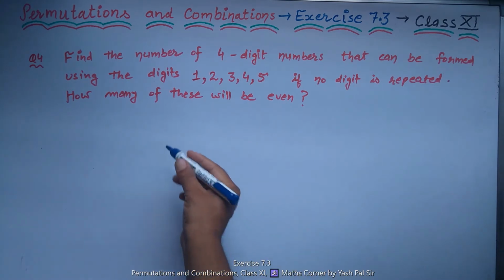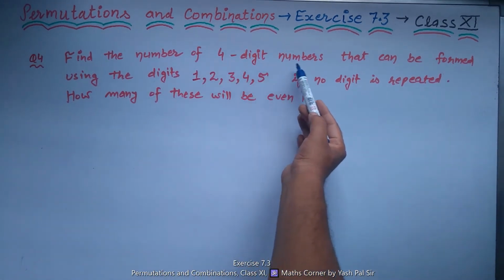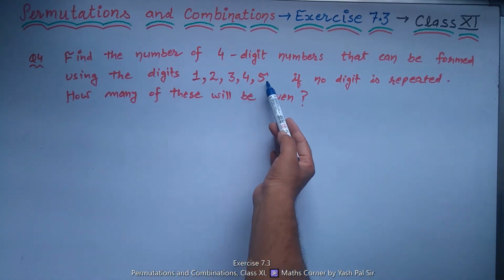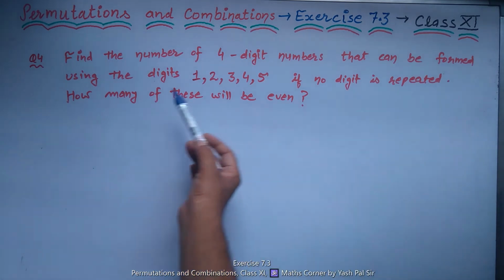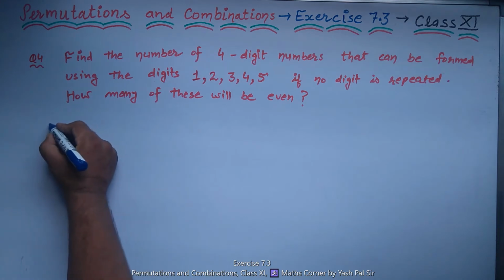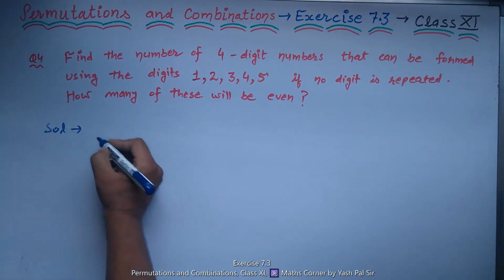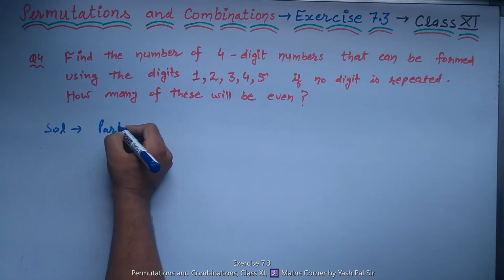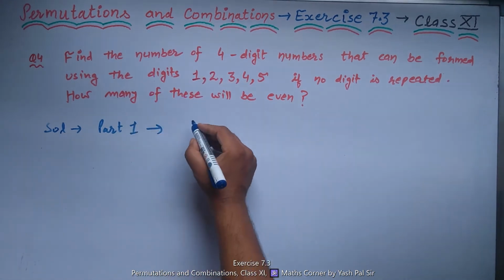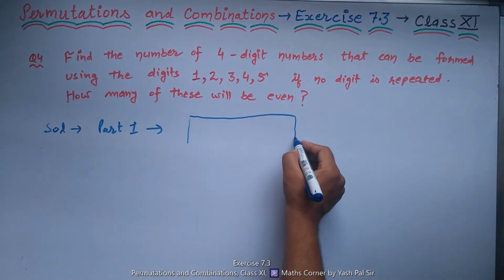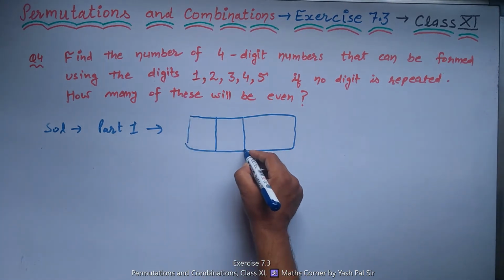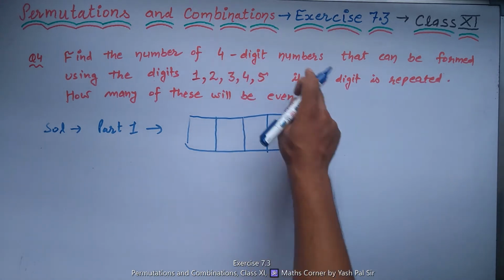Now we have question number 4. Find the number of 4-digit numbers that can be formed using the digits 1, 2, 3, 4, 5, if no digit is repeated. Second part, how many of these will be even? First of all, part number 1. How to solve? We have 5 digits and we are required to form 4-digit numbers.